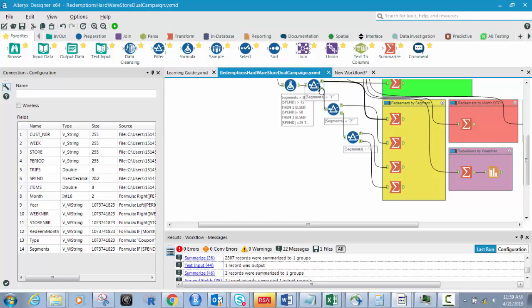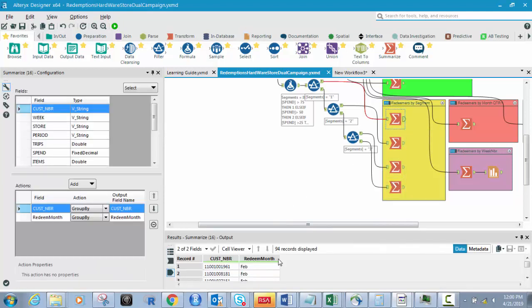So if it's a 1, if they're the highest group, then they go here, greater than $75. If they're greater than $50, they go here, greater than 25, and so on. And then if they're not. Then you can see the actual number, the redeemers by segment, and the month they redeemed. So you can see the customer number. We know there's 94 in this one. I could also put a count in there if I wanted to. I didn't, but you can also see it right here displayed.